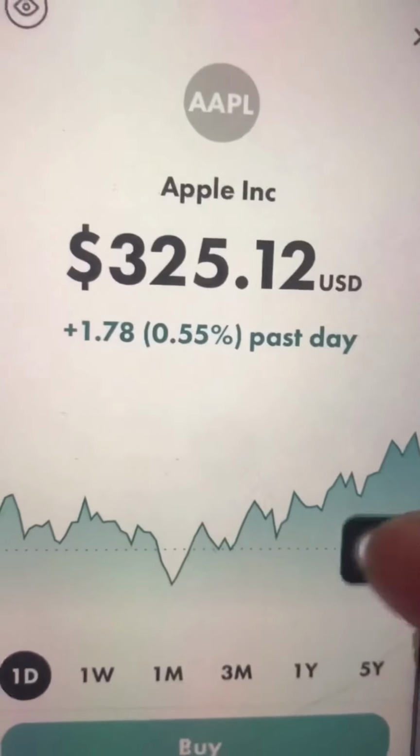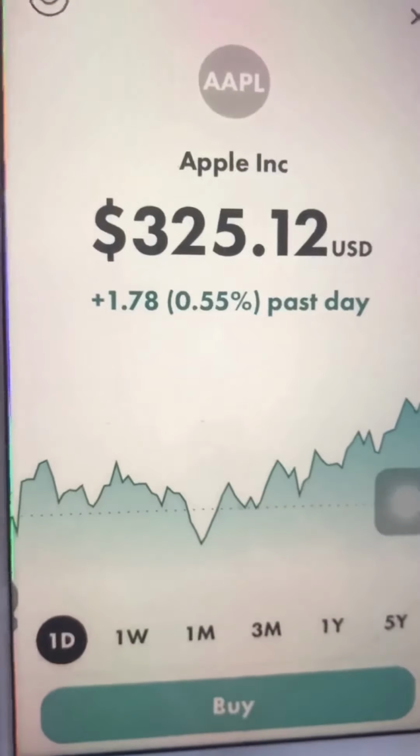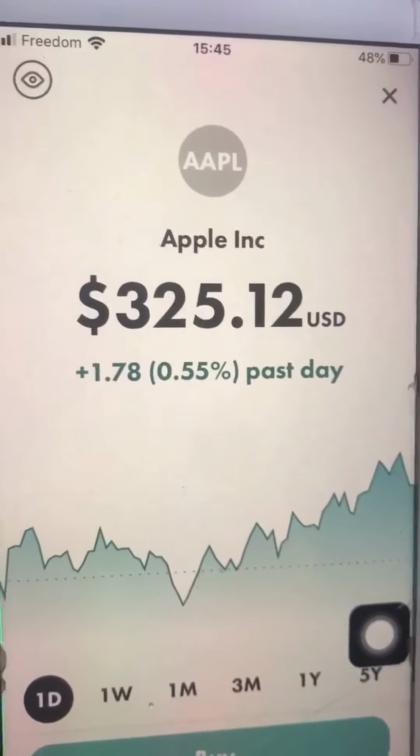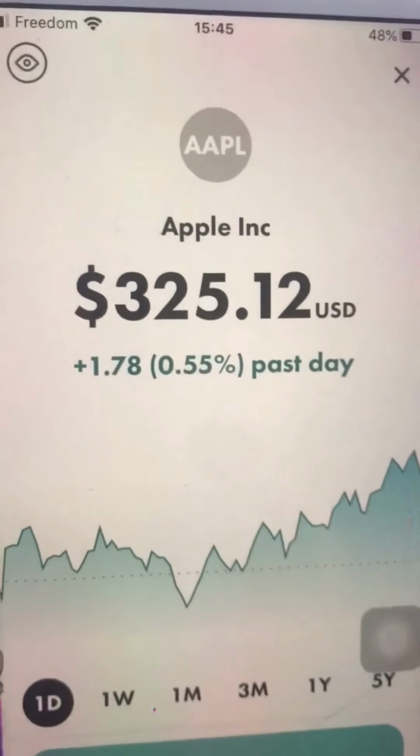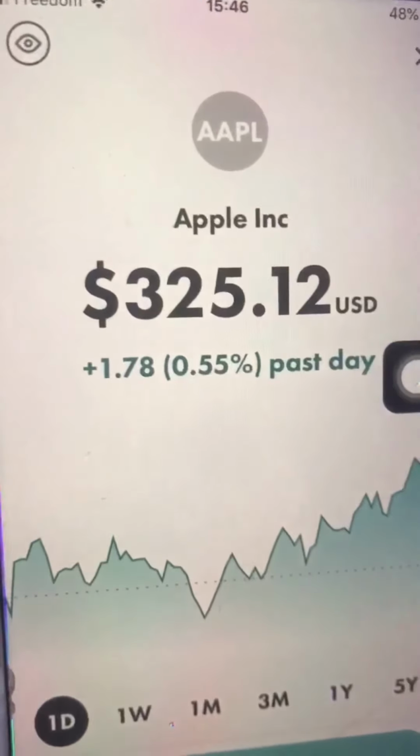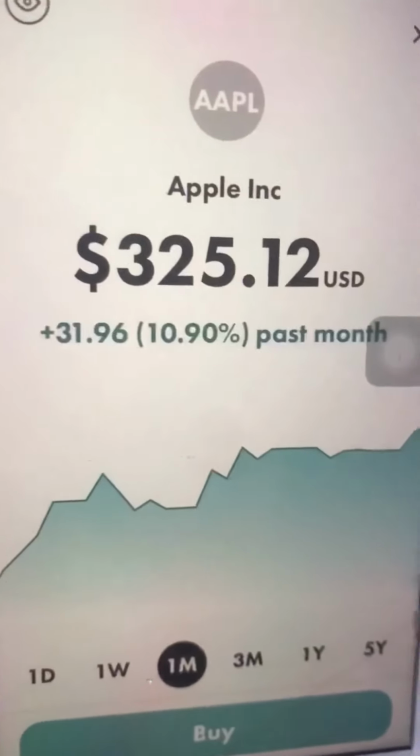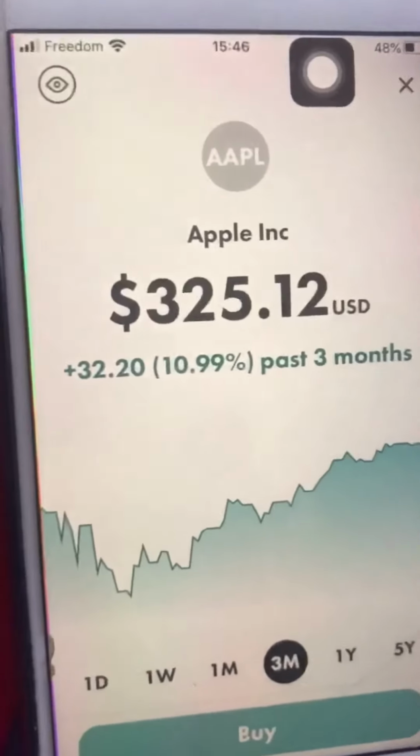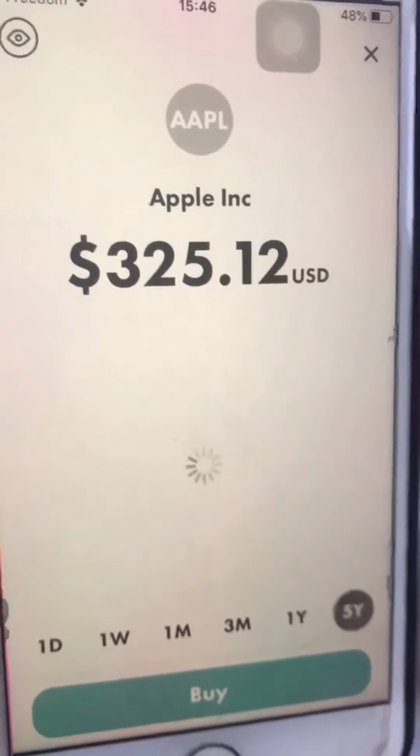After clicking that Apple on the search bar, this is how the Apple stock is currently trading. It costs $325 per share of Apple stock. And today it went up by $1, so that's 0.55% higher than yesterday. At the bottom here, you can see 1 day, 1 week, 1 month, 3 months. It's showing you the trend of how Apple prices have been in the past 3 months, in the past 1 year, or in the past 5 years.